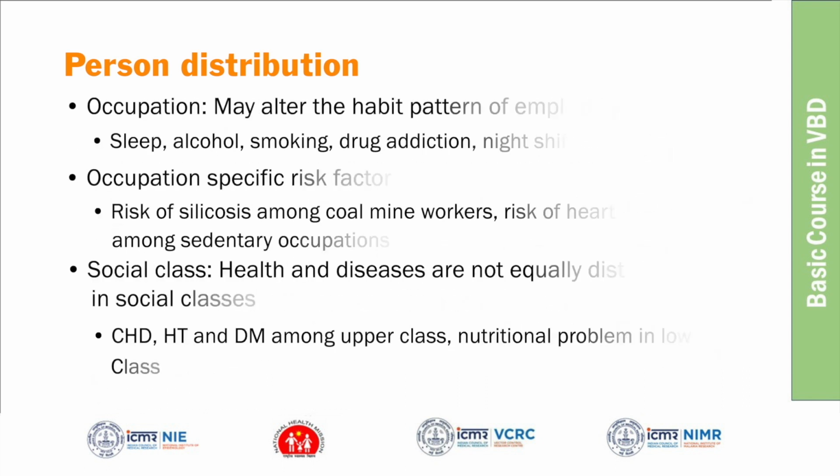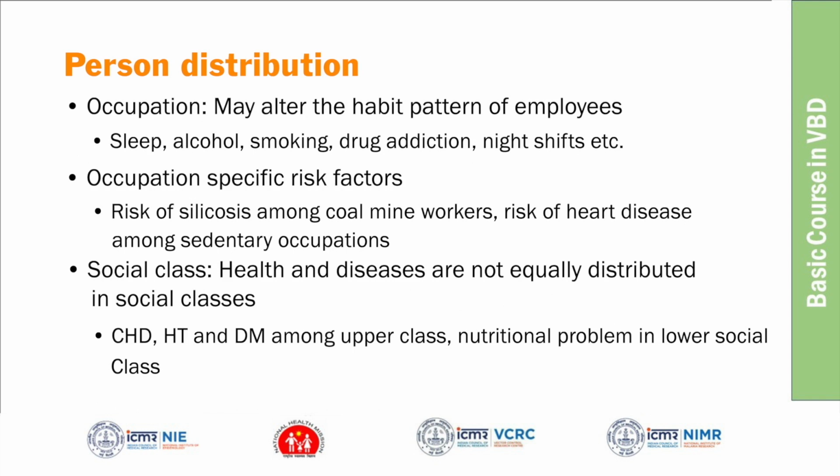And continuing the person distribution, next one is occupation. Here the examples given are sleep pattern, alcohol, smoking, drug addiction, and night shift. Here it is a mixed type of risk factors, because in a particular occupation they may alter the habit pattern of employees. It may influence their habits or behaviors. So it can be occupation specific risk factors such as risk of silicosis among coal mine workers, risk of heart disease among sedentary occupations. And another important category is the socio-economic class.